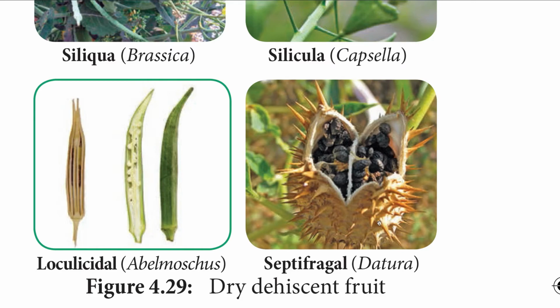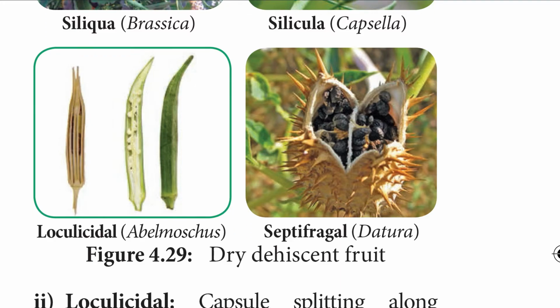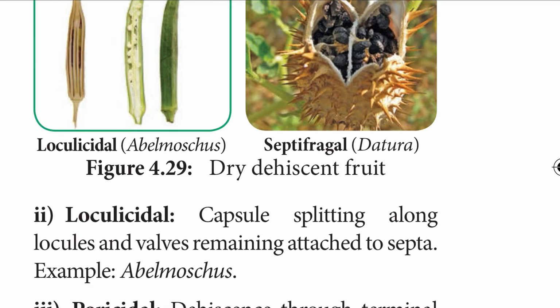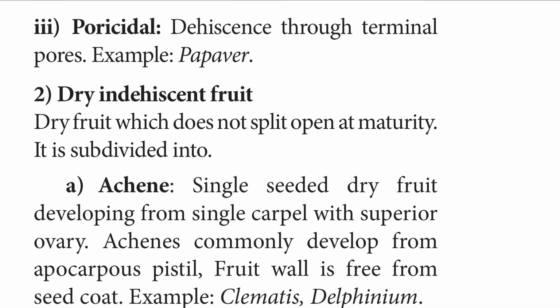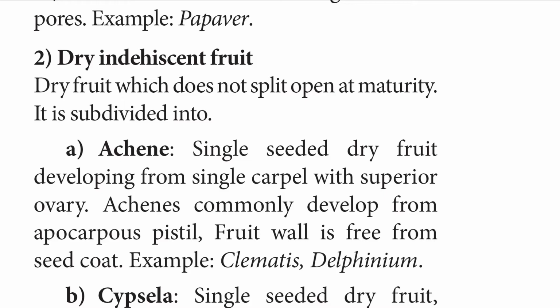Example for this is Datura and Aristolochia. The third one is called poricidal. Poricidal, in this the dehiscence takes place through the terminal pores. Example, Papaver. Next type of dry fruit is dry indehiscent.